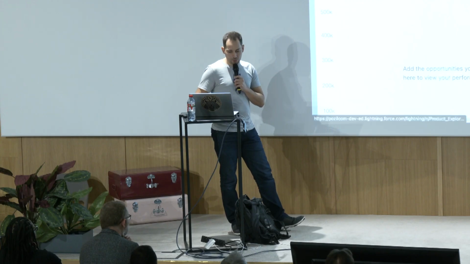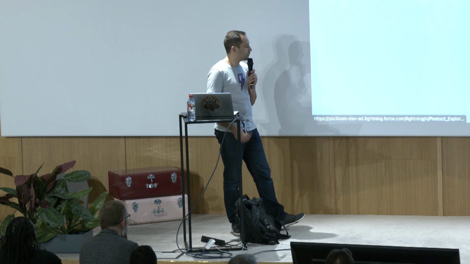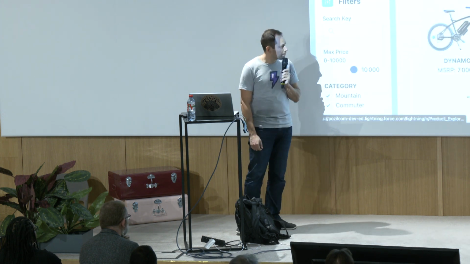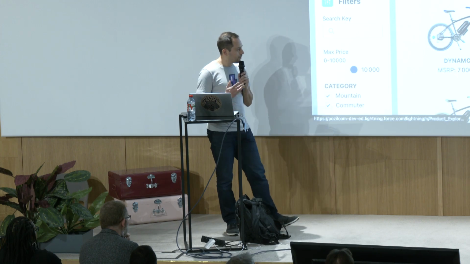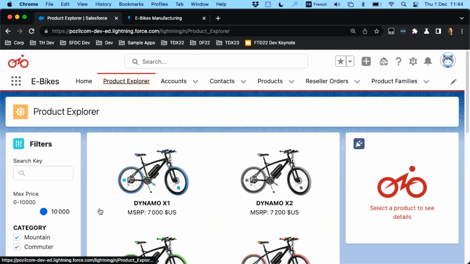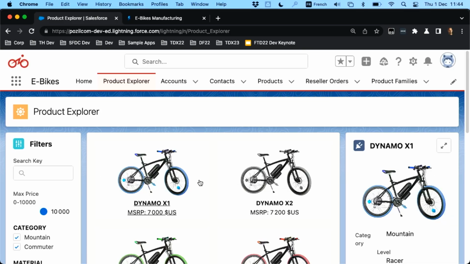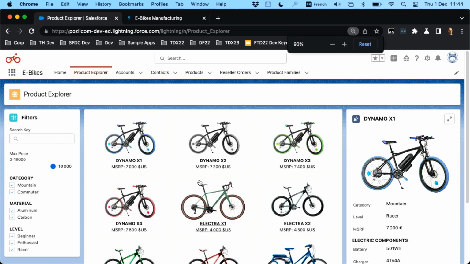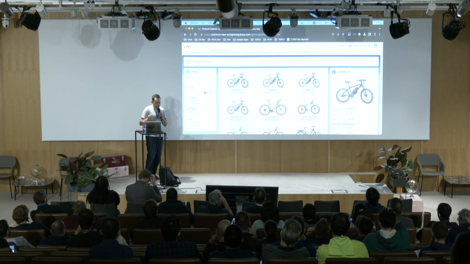But to keep it short, it's an electric bike manufacturer. They have products, so bikes that they sell, and you can browse their product catalog and see the product details. I'm just going to show you very quickly. Well, this is maybe a bit too zoomed, so let me zoom out a bit. Yep. So, see bikes, that's how it works.